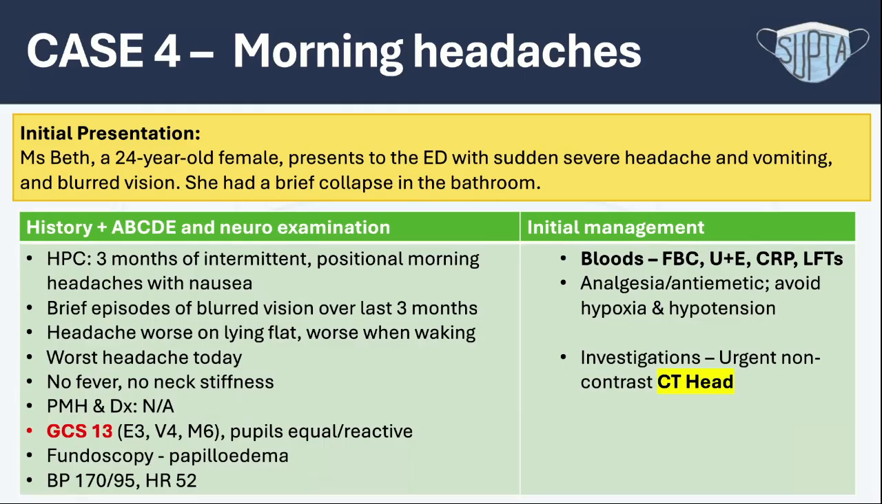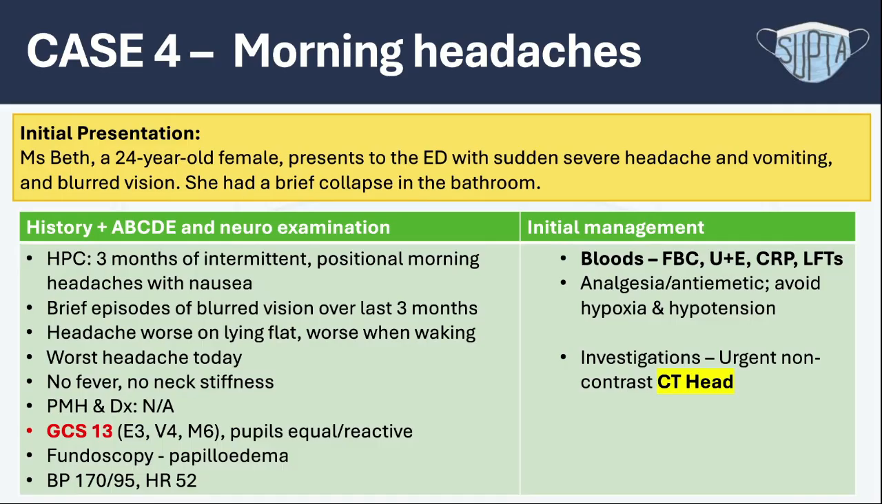There's no fever and no neck stiffness, so infection or meningitis is less likely from the story we have so far. Her GCS is 13, so she's no longer fully alert. Her pupils are equal and reactive. Sometimes you may see PEARL in medical notes, and I was confused initially what that meant. It just means pupils are equal and reactive to light, so P and RL.